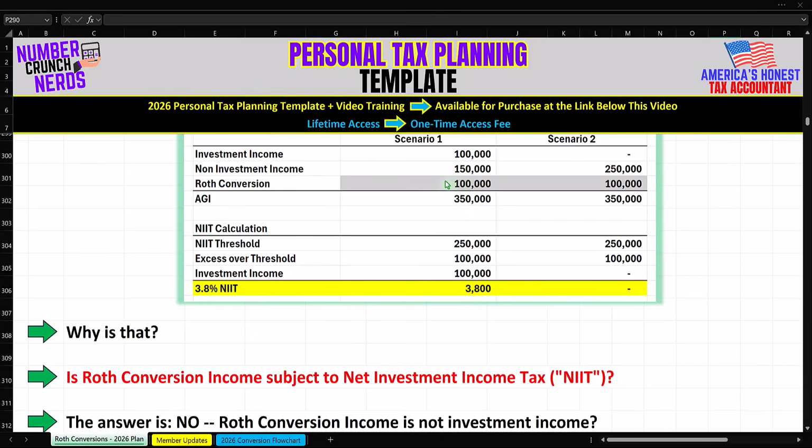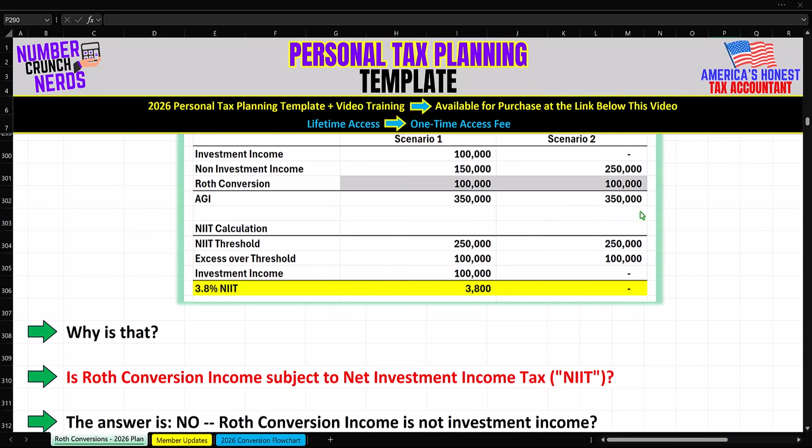However, when we threw the $100,000 of Roth conversion income into the picture, it wasn't this $100,000 that was subject to the net investment income tax. It was this $100,000 right here that was already there in the first place, that became subject to the net investment income tax because this number right here went over the $250,000 threshold.